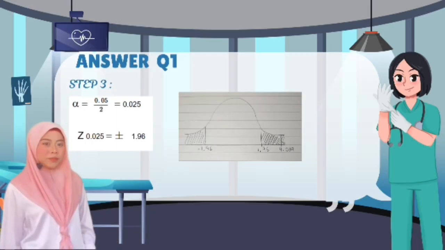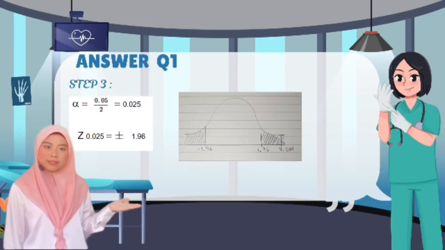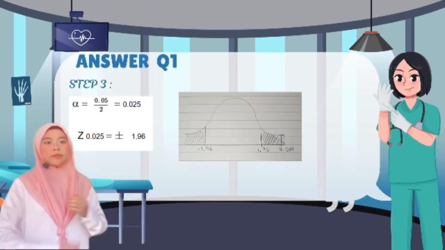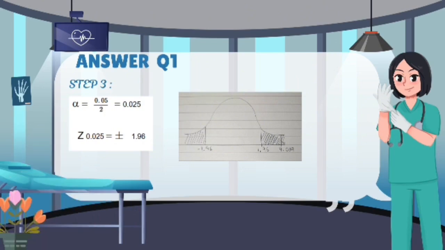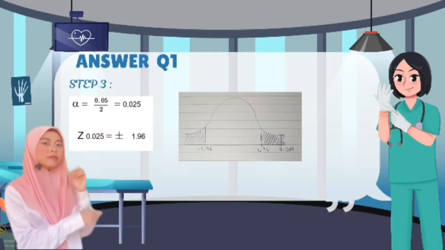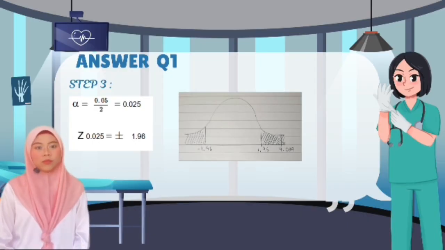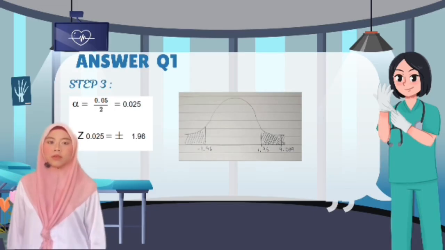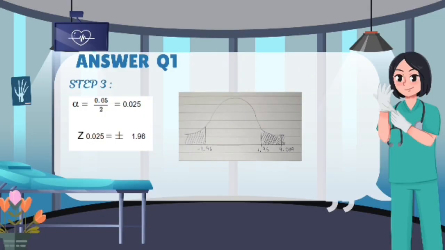In the third step, we set our significance level at alpha equals 0.05. Because it is a two-tailed test, we divide alpha by 2, giving us 0.025 for each tail. Looking at the standard normal distribution table, the critical Z values are positive and negative 1.96. As you can see in the diagram, any test value falling beyond this point enters the rejection region.